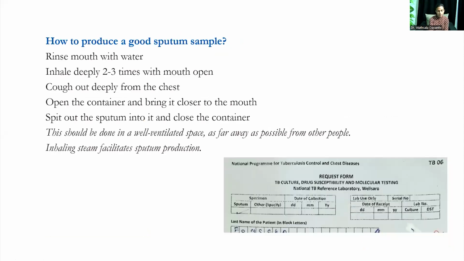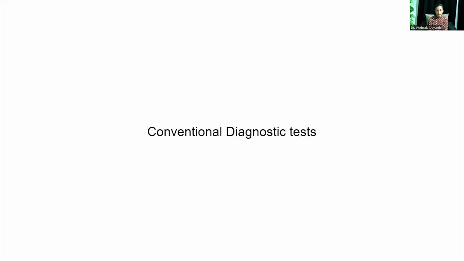This I have taken from the NPTCCD manual, and everything is available in detail on the NPTCCD website. For every laboratory test, there's a saying, garbage in, garbage out. So we need a good quality sample to produce a good quality report. This is the TB6 form. It is very important to fill this form clearly and accurately. And now, conventional diagnostic tests.